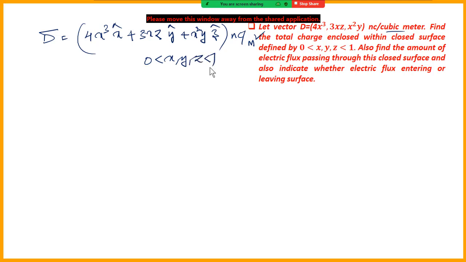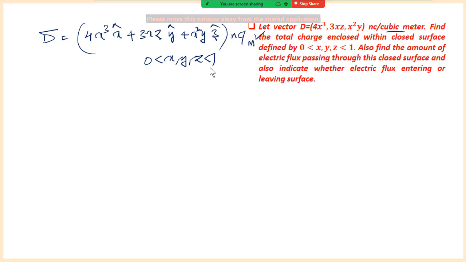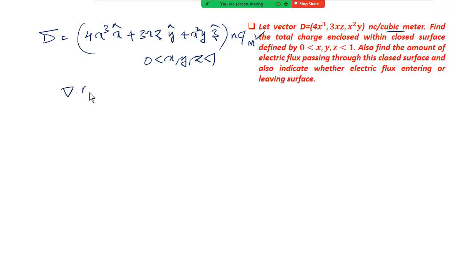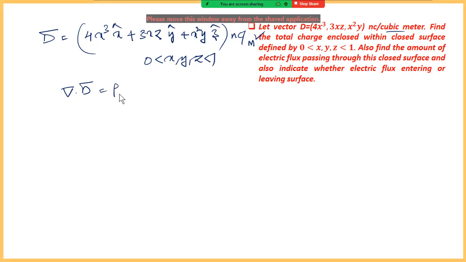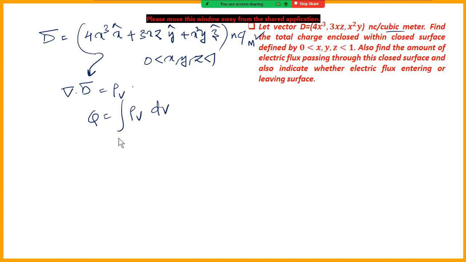Also find the amount of electric flux passing through this closed surface and indicate whether the flux is leaving or entering. Positive means leaving, negative means entering. Okay, that is simple only. Again, same procedure. You first find del dot D bar and write the formula in this Cartesian coordinate system. You will get rho v. Substitute here, find this rho v. Then to get charge, you need to apply the volume integral of rho v dv, where x, y, z are changing from 0 to 1. Very simple thing.